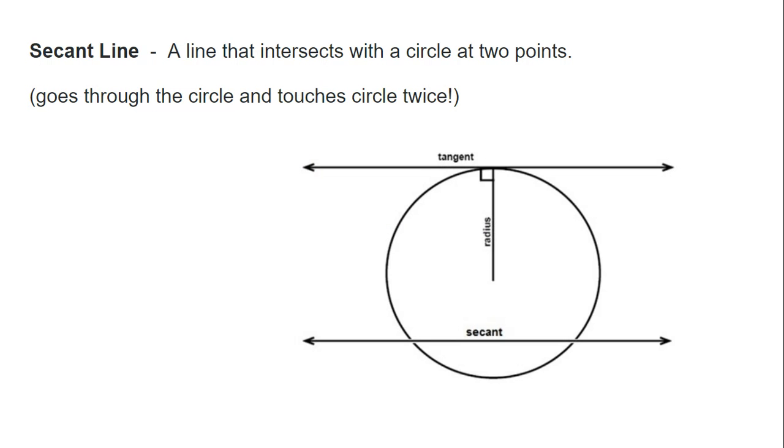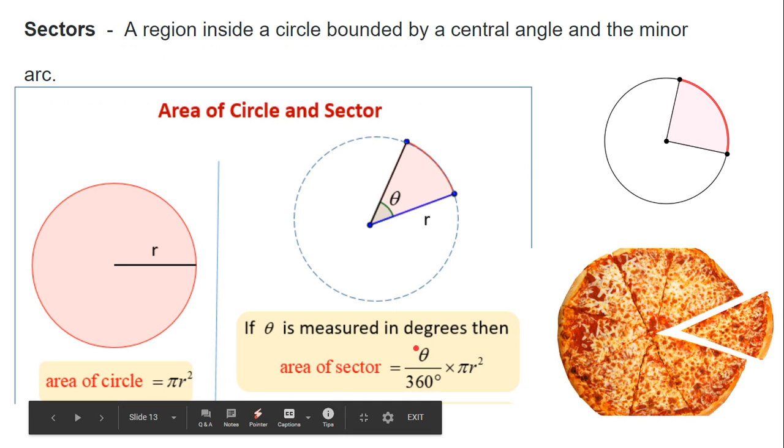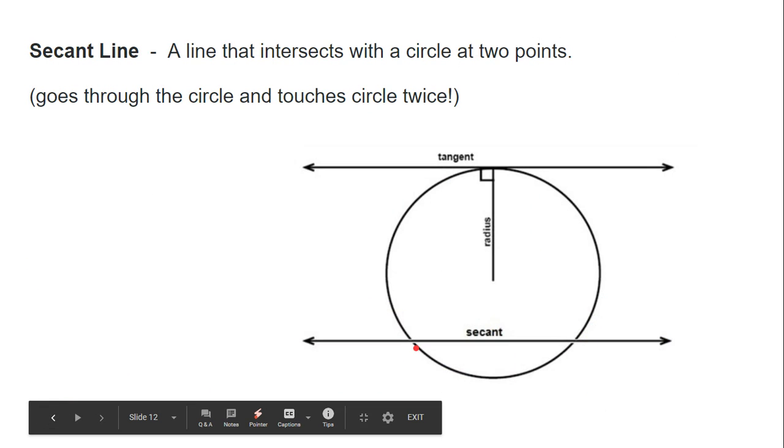All right, new word. A secant line is a line that intersects with a circle at 2 points. The other day you learned about a tangent line. A tangent line only touches at 1 point, on the edge. A secant will touch at 2 points. Those are the major differences between those two. It goes through the circle and touches the circle twice. You can pause to write down that definition if you need to.